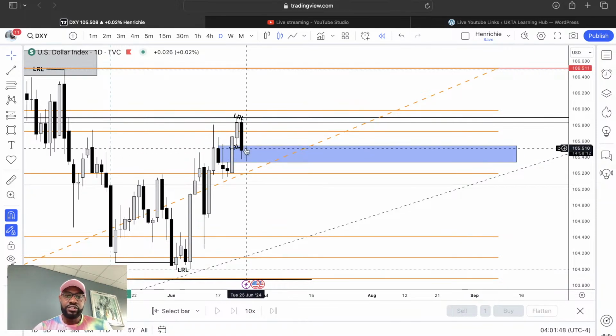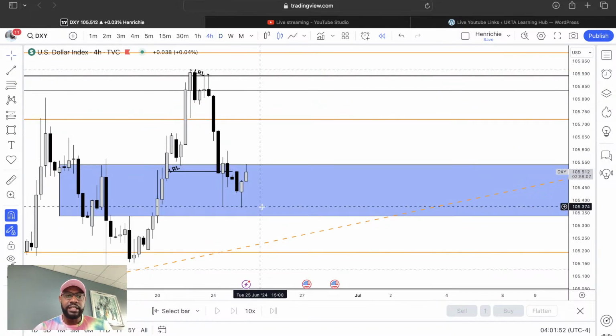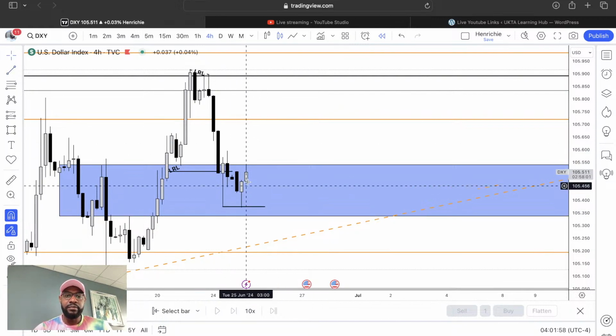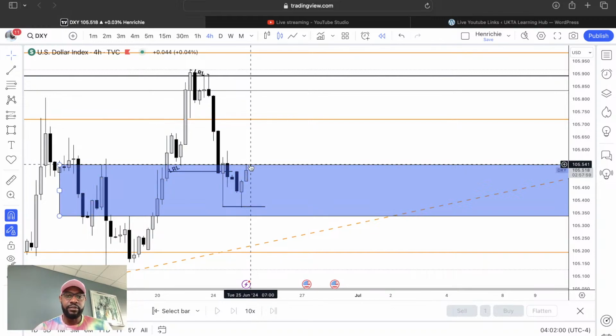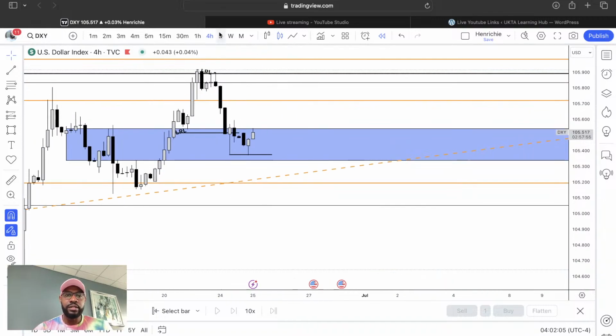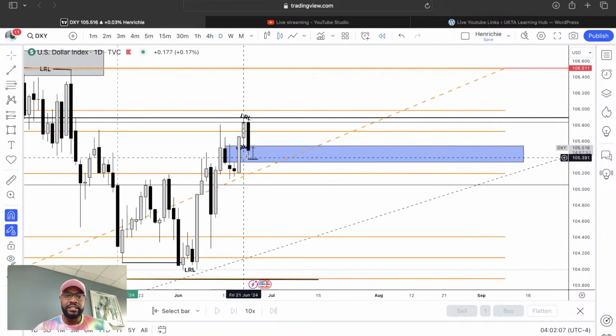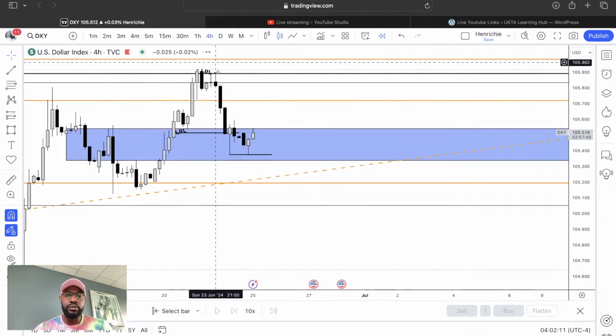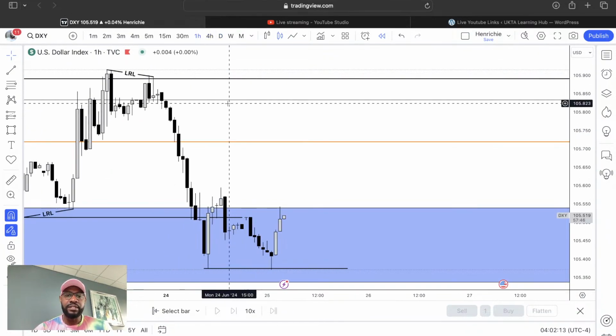We saw a rejection and price came down there again the second time, took sell side liquidity from this low, and after a run on sell side liquidity we saw a rejection afterwards. So personally, like I said, if we're going to continue to the upside on the dollar, I would anticipate for this area to hold as a support zone and then potentially take us to the upside.